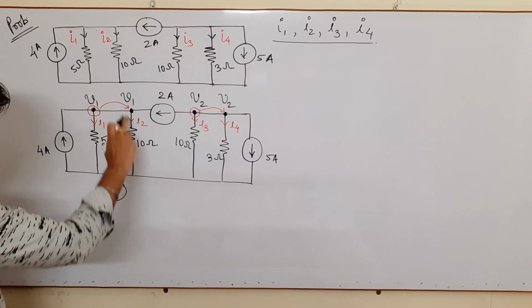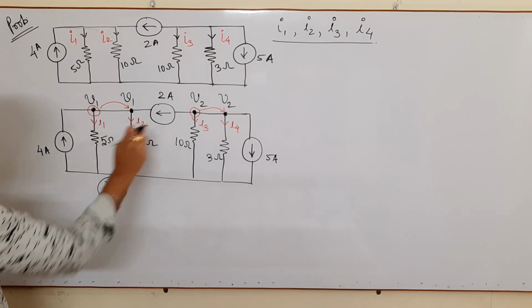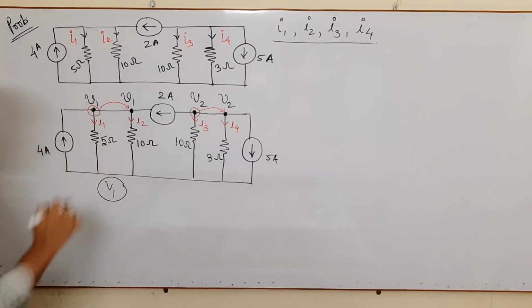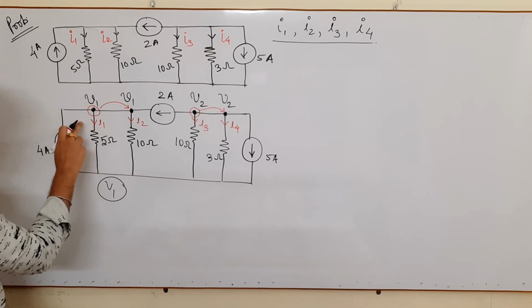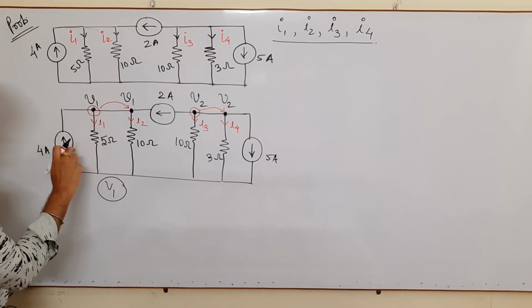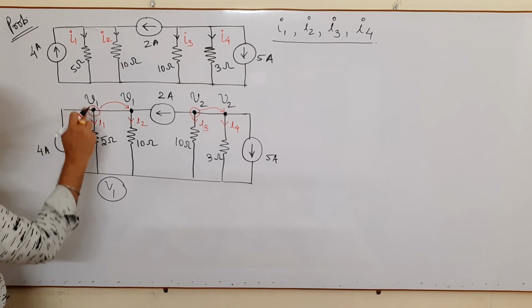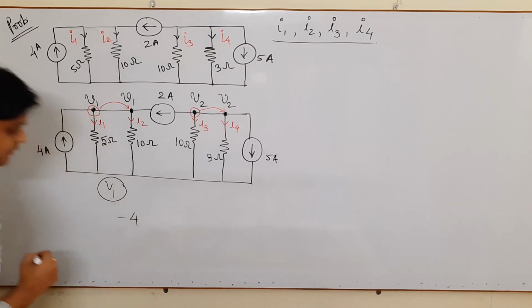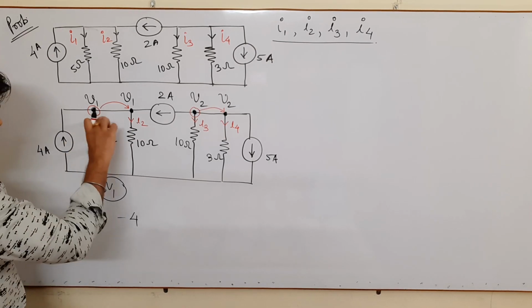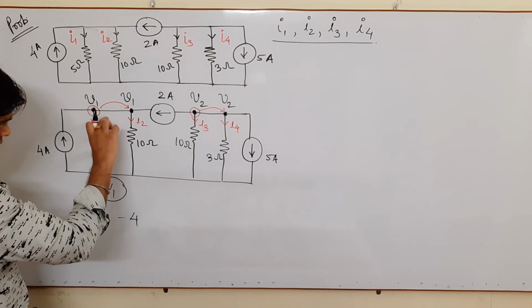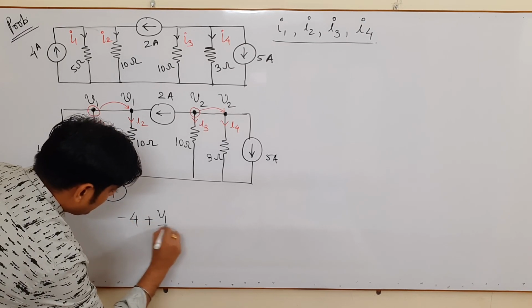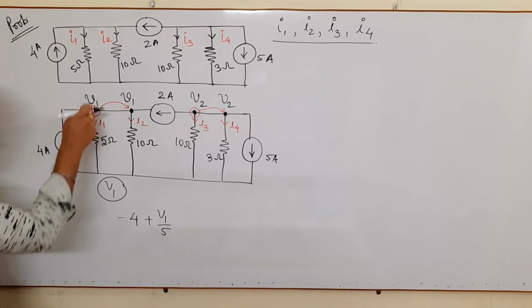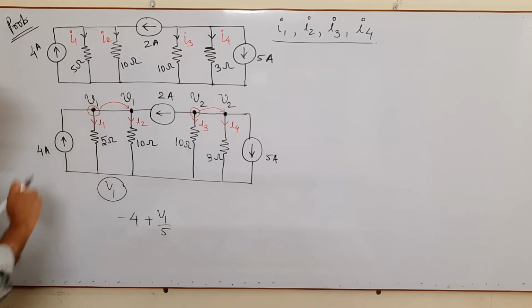This is the current, this is the current, this is the current, and this is the current at this particular node V1. This is the combined node known as V1. Now you see, at this node the current is coming towards the node, this 4 ampere. So it is minus of 4 ampere, as we already discussed. Now the current here is V1 upon 5, the current which is flowing in this manner.